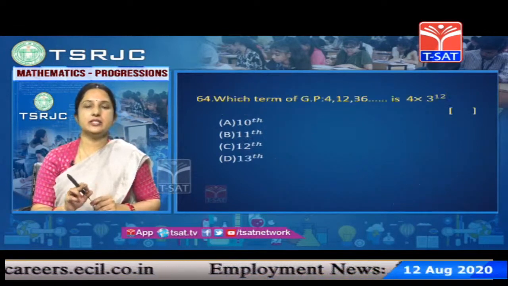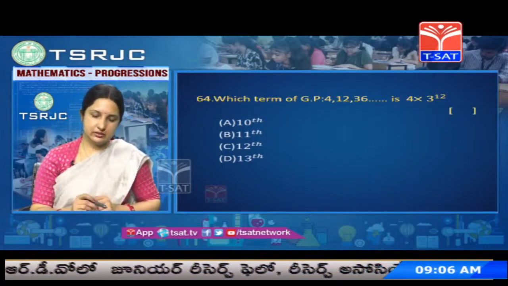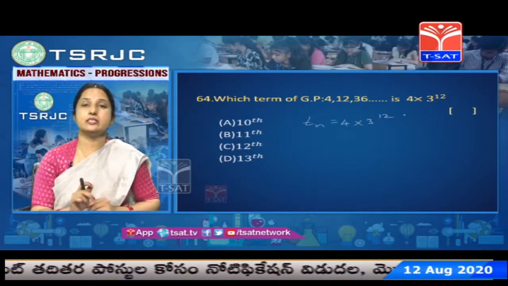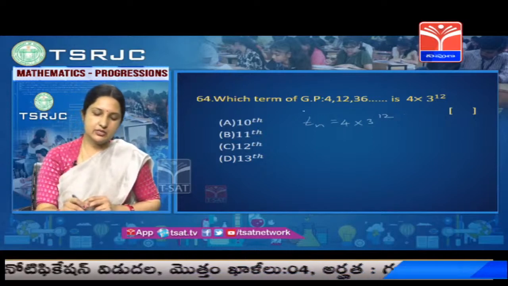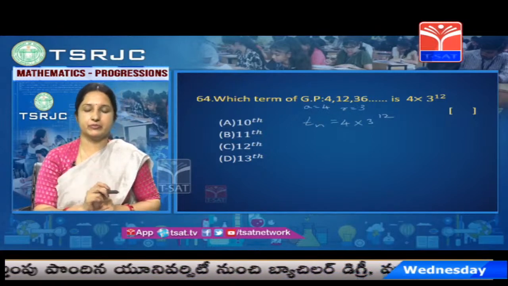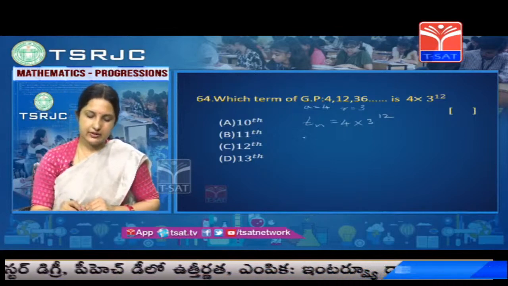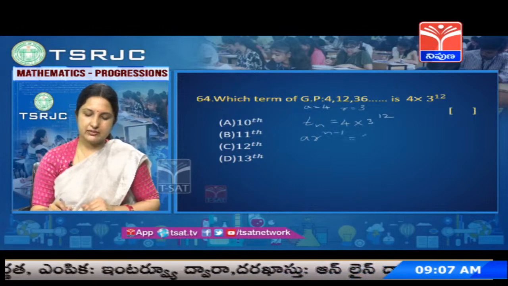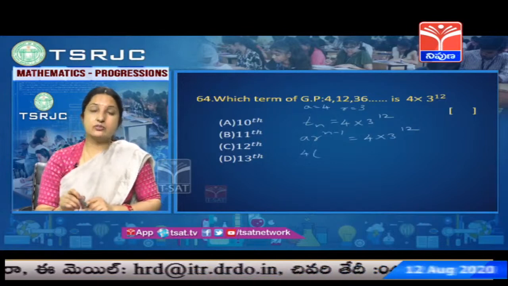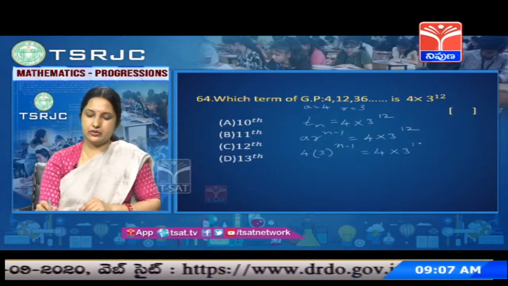Next, question number 64. Which term of the GP is 4 into 3 power 12? So Tn equals 4 into 3 power 12. a is 4. Then R equals what? 12 by 4 is 3. 4 threes are 12, 12 threes are 36 and so on. R equals 3. Tn equals a into R to the power of n minus 1, equals 4 into 3 power 12. a is 4 and R is 3. You write here: 4 into 3 power n minus 1 equals 4 into 3 power 12.